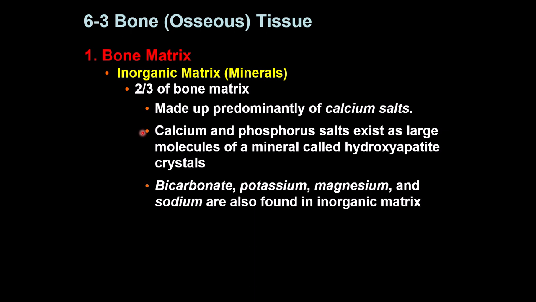The most important calcium salts are calcium phosphates, and they usually combine with calcium hydroxide and make this crystal, and these are called hydroxyapatite. So, bone apatite. They also have some other minerals there, like sodium, potassium, bicarbonate, magnesium, manganese, and fluoride, iron. So there are some other ones that are also there.